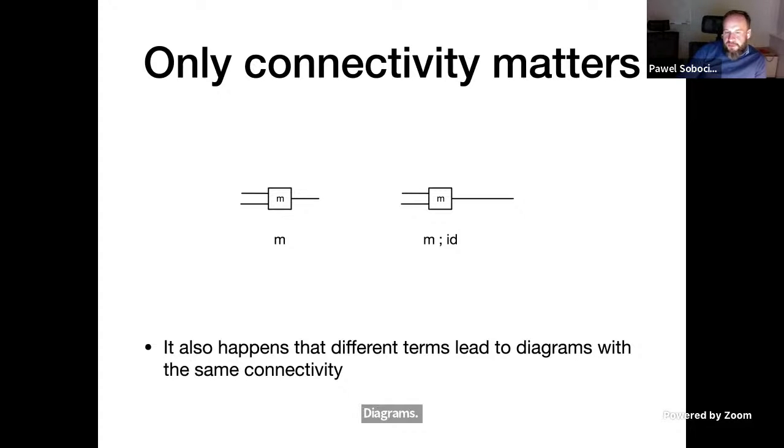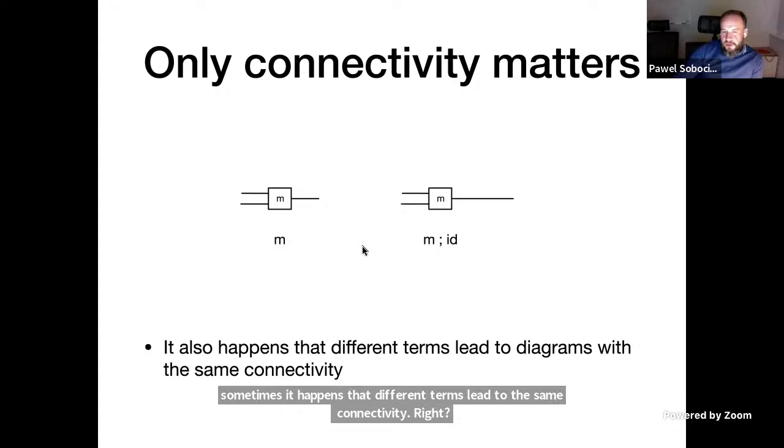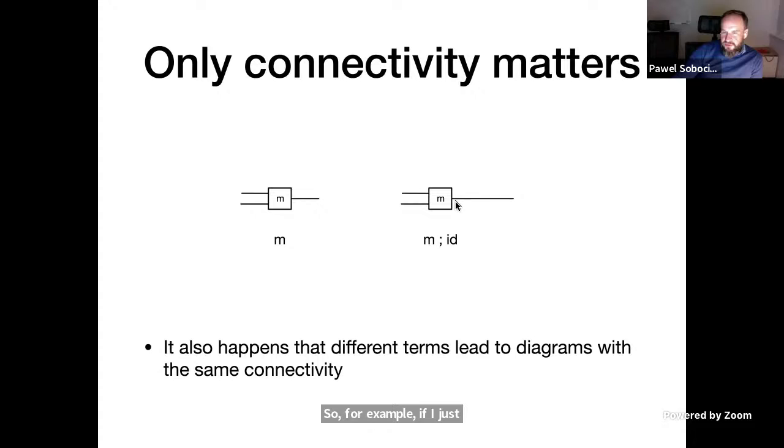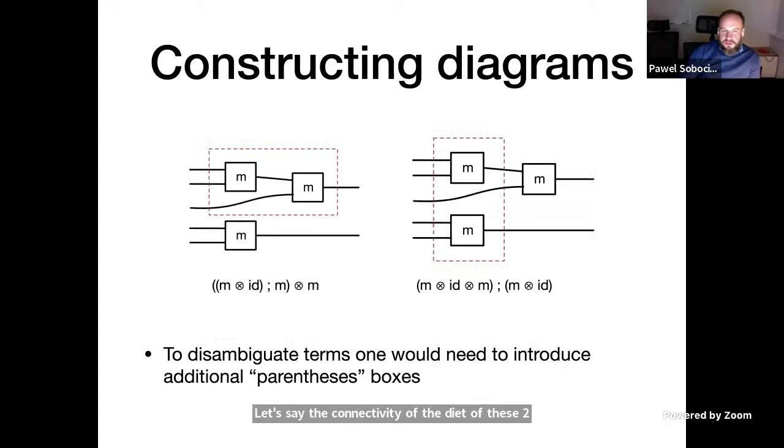And sometimes it happens that different terms lead to diagrams with the same connectivity, right? For example, if I just start with some M, let's say this is a generator, and I compose the identity wire, then I get something with a slightly longer wire on the right. But let's say the connectivity of these two diagrams is the same. So the good news is that we don't want any of these additional dotted boxes.